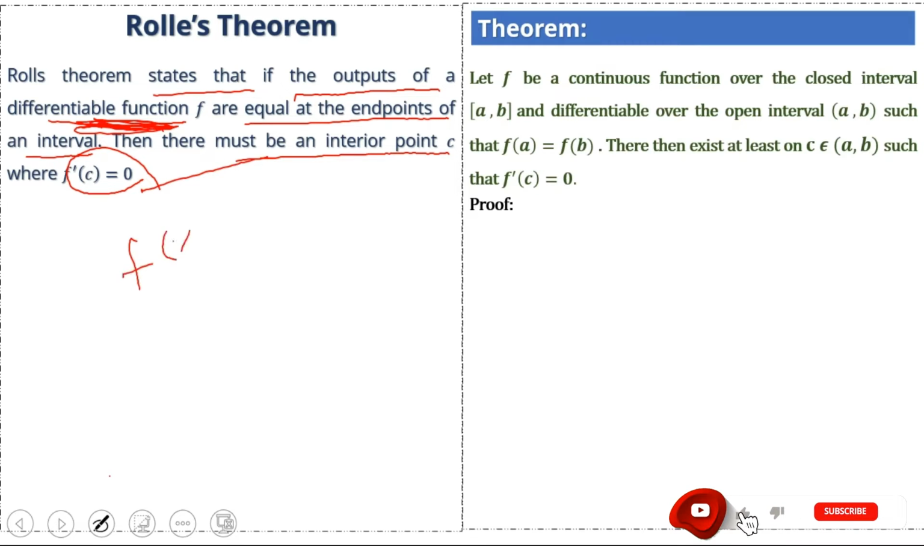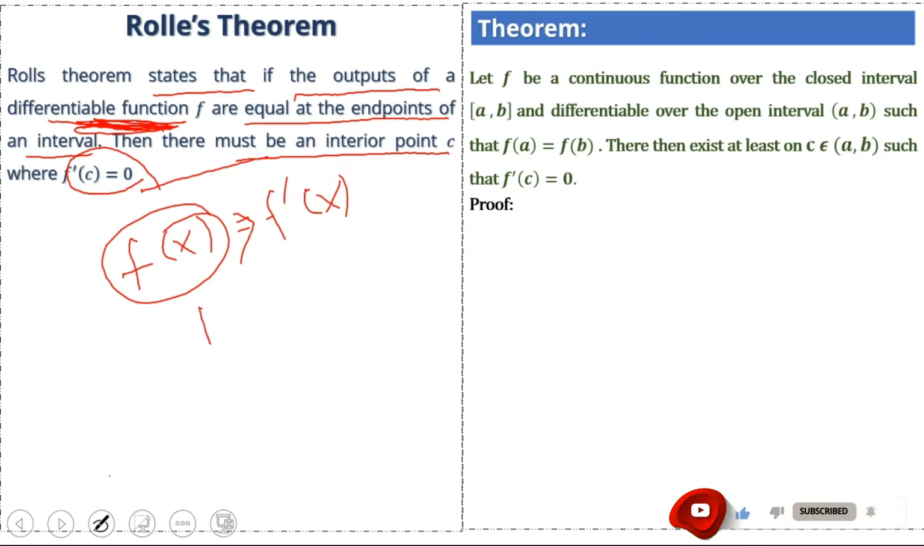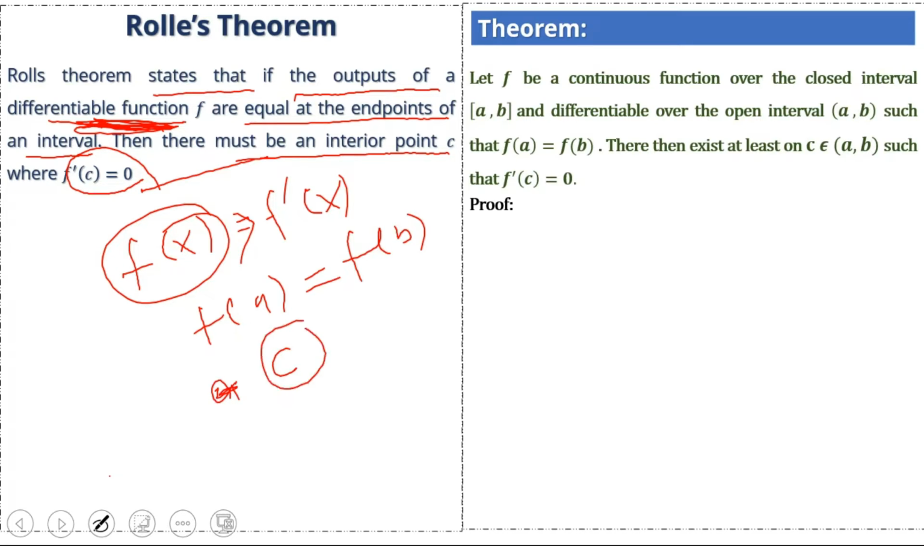If we have a function that is differentiable and the value of the function at the endpoints of the interval is the same, then there exists at least one interior point C at which the derivative of the function, f prime of C, will be equal to 0.